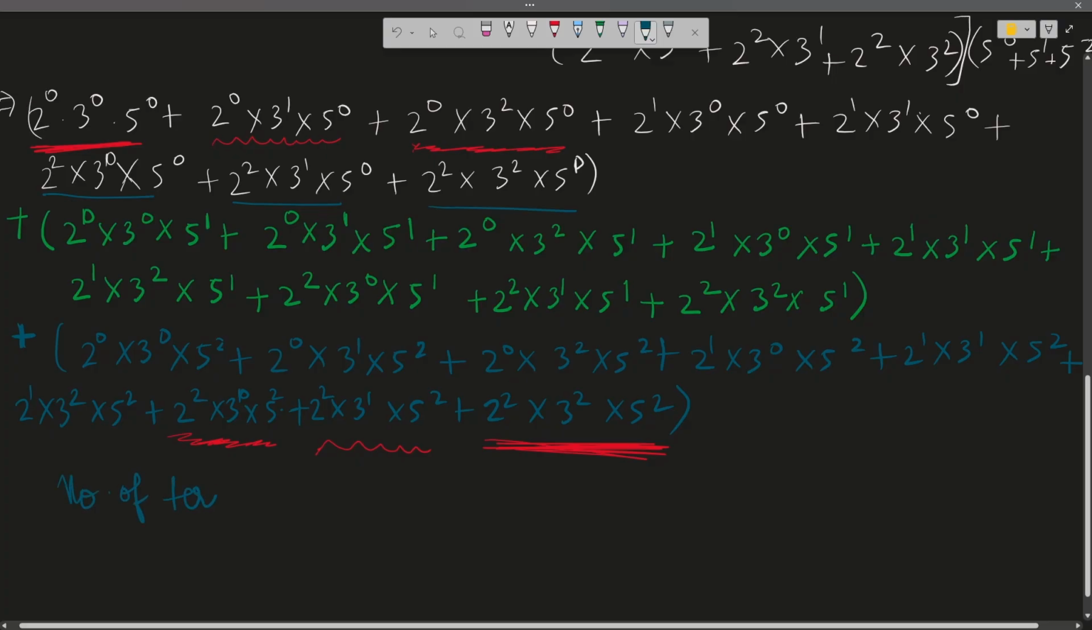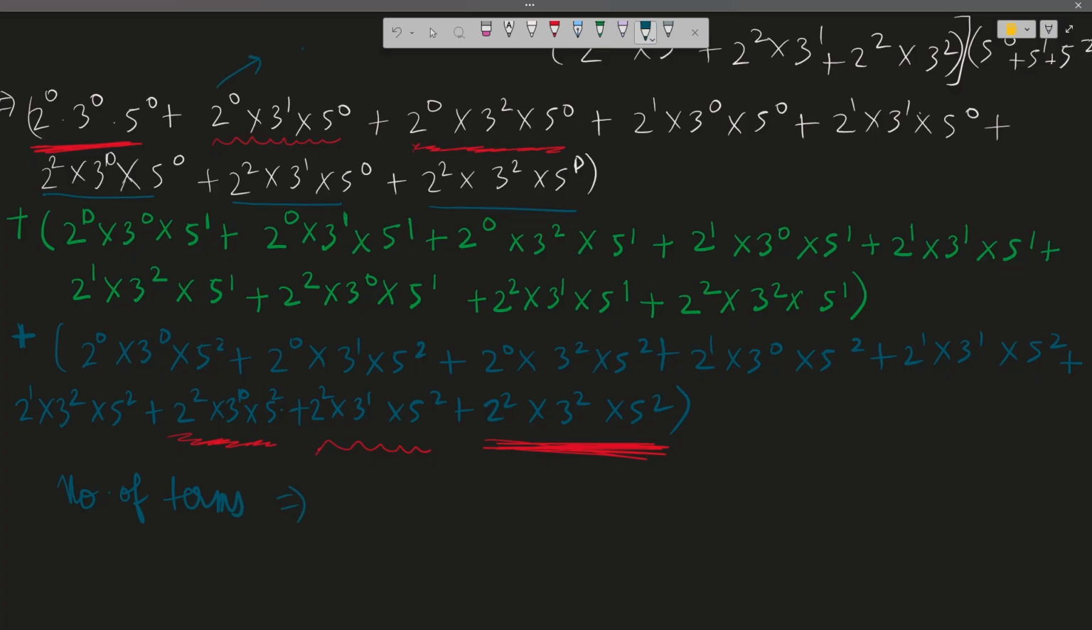If we count the number of terms, in the first bracket we have a total of 9 terms, in the second bracket 9 terms, and in the third bracket 9 terms. So overall we have 27 terms. That means there must be one factor among all of these factors which is not getting multiplied by any other number, and hence it is not giving the composite number, right?